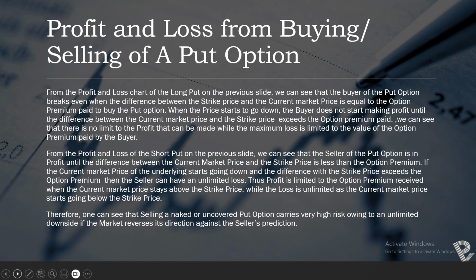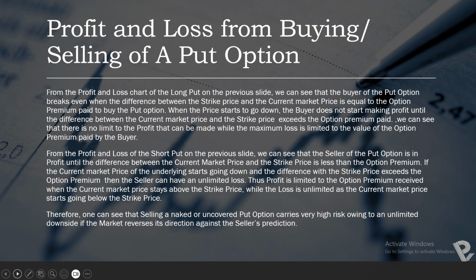From the profit and loss of the short put on the previous slide, we can see that the seller of the put option is in profit until the difference between the current market price and the strike price is less than the option premium paid. If the current market price of the underlying starts going down and the difference from the strike price exceeds the option premium paid, then the seller can have an unlimited loss.